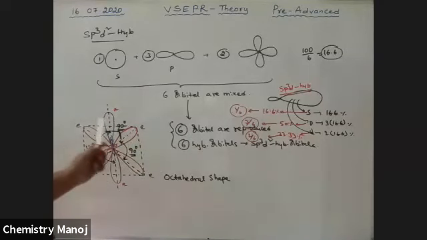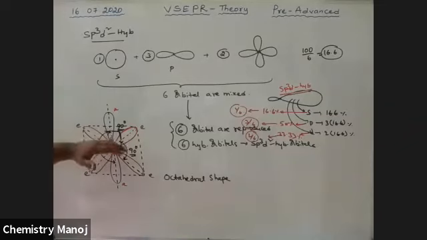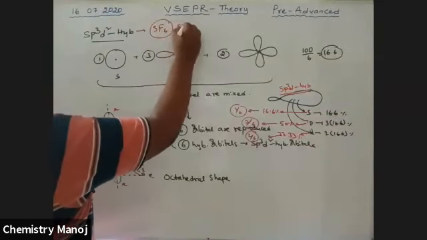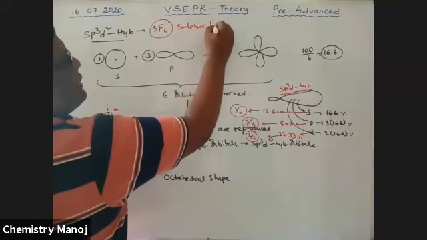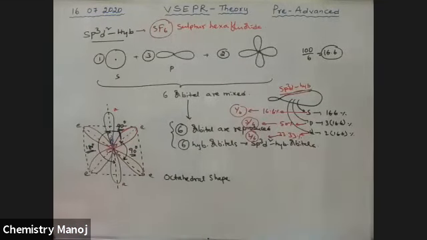Now what is the shape of sp3d2 hybridization? That is octahedral shape. It has a square with one pyramid above and one pyramid below, so it is square bipyramidal, which is commonly called octahedral. The best example for sp3d2 hybridization is the SF6 molecule, sulfur hexafluoride. Sulfur hexafluoride is the example for sp3d2 hybridization in our syllabus.